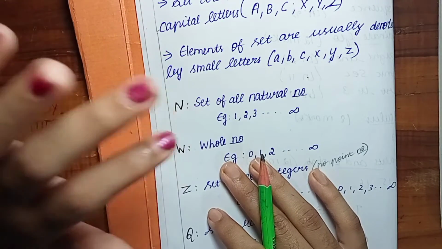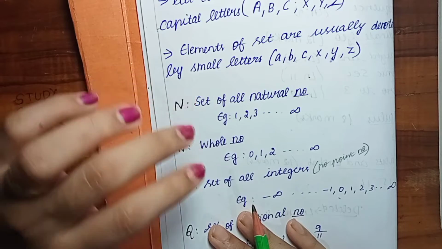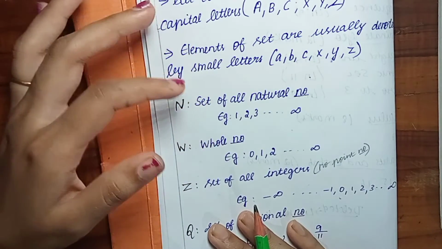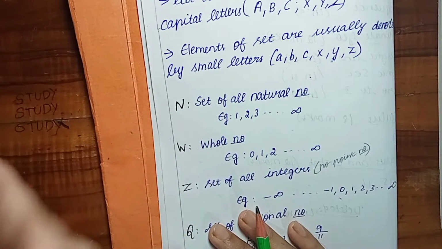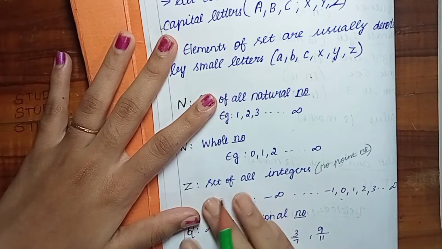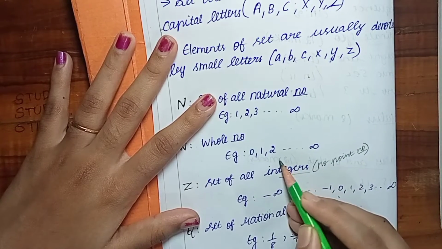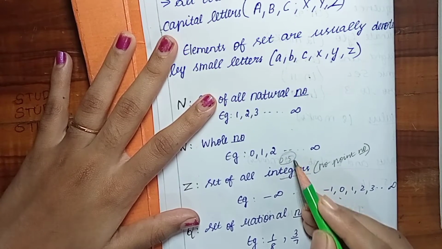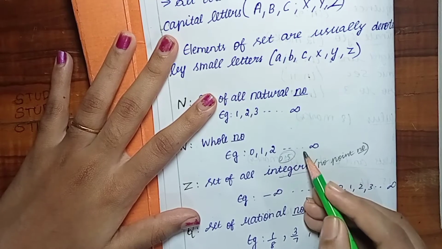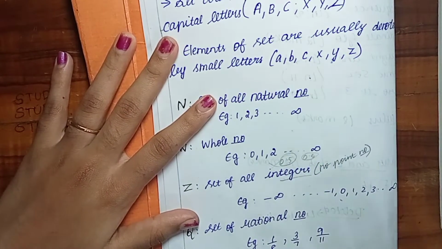N is the set of natural numbers. We know what natural numbers are. W is the set of whole numbers, that is natural numbers plus 0: 0, 1, 2, 3 up to infinity. Z is the set of all integers. Integers will not have decimal numbers.